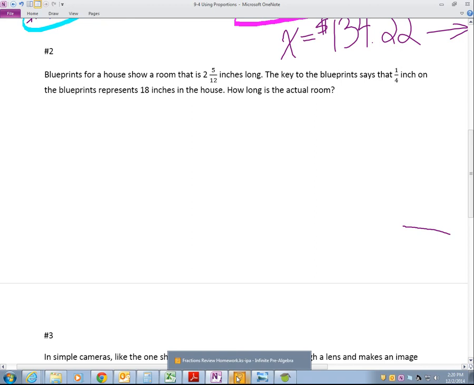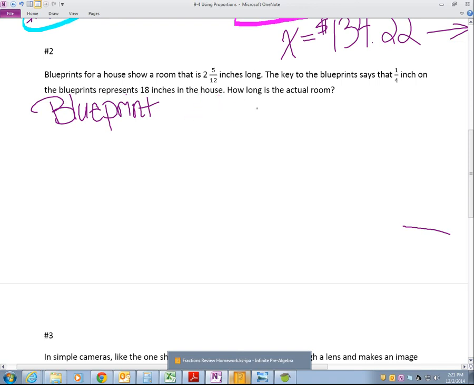Now, what are the two things we're comparing here? That's one of the first things you need to recognize. What are the two things that we're comparing? What's one of them? The size of the room on the blueprint. Okay, blueprint. What's the other thing, Sam? The actual size of the house. Actual house.